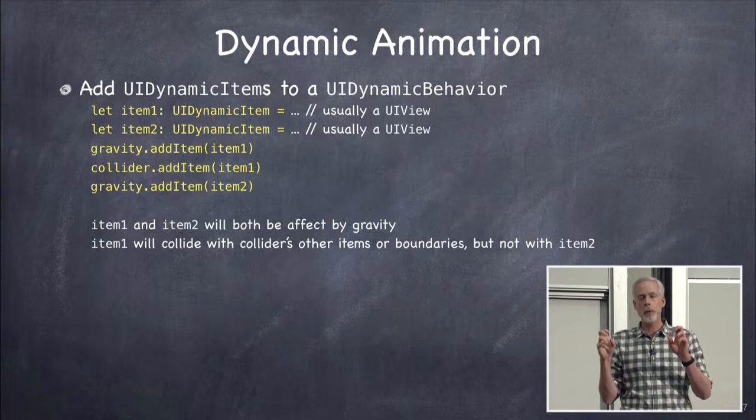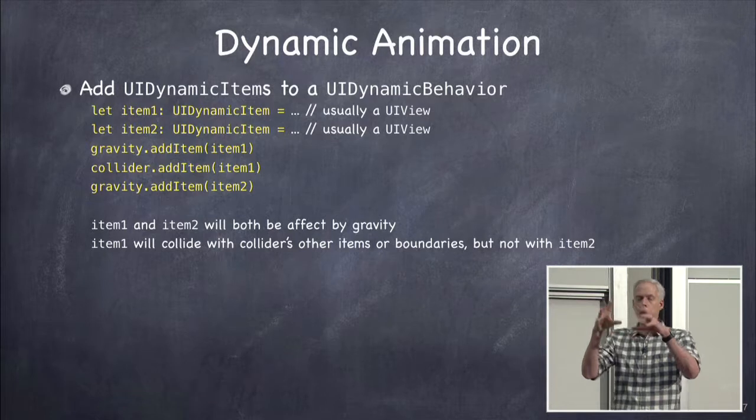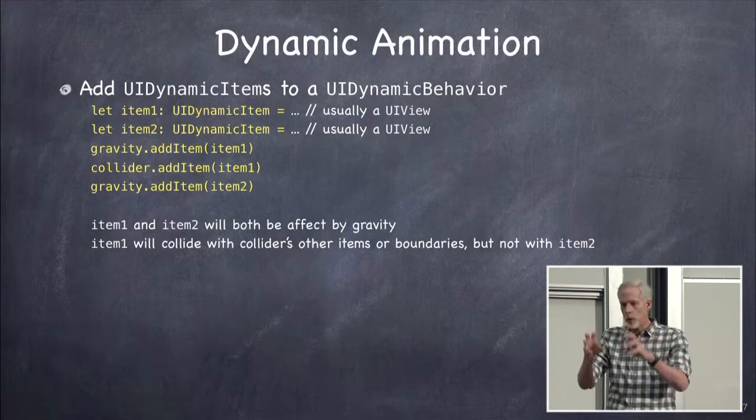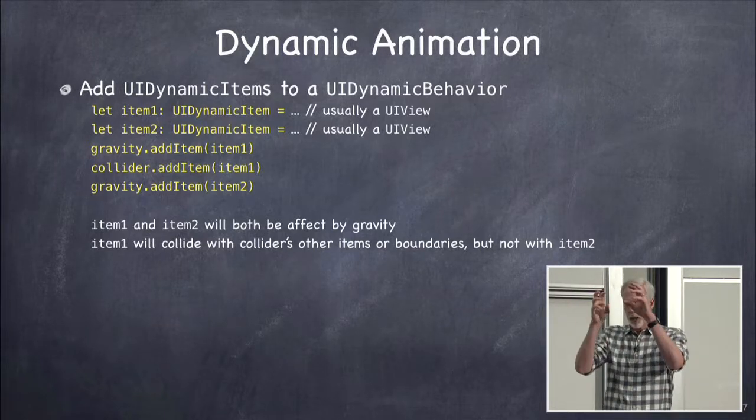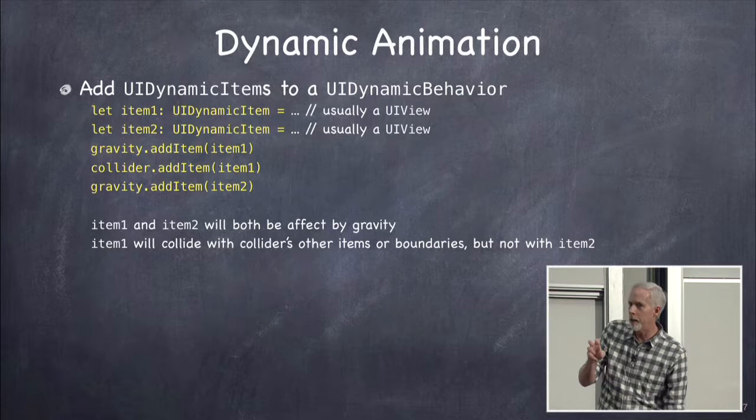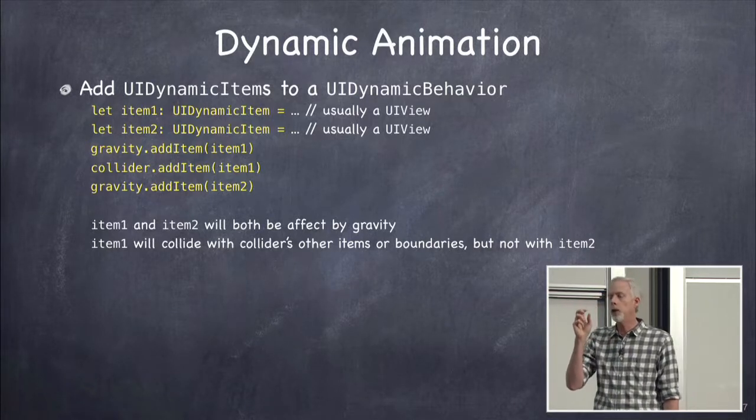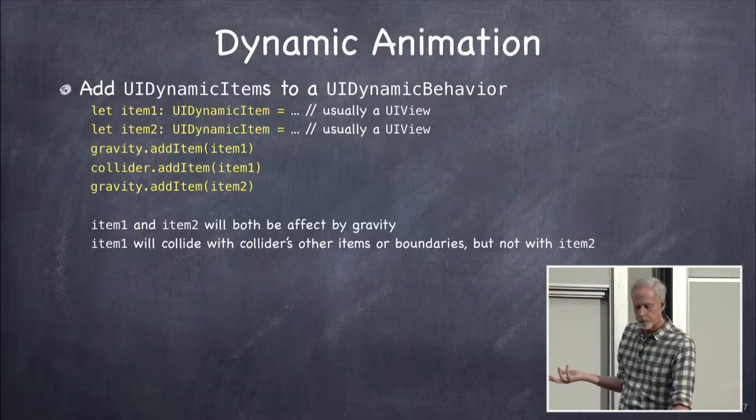Let's say it's a collision behavior, and let's say there's a boundary at the bottom. So let's say the gravity goes down and there's a boundary at the bottom for the collider. Items 1 and 2 are going to accelerate down towards where the gravity is pulling them, but then item 2 is going to keep on going, and item 1 is going to bounce off the boundary, okay? So if you don't add the UI view to a certain behavior, it won't be affected by that behavior.